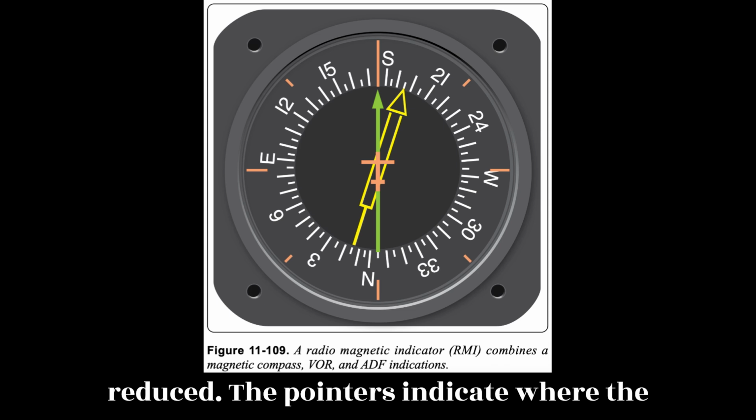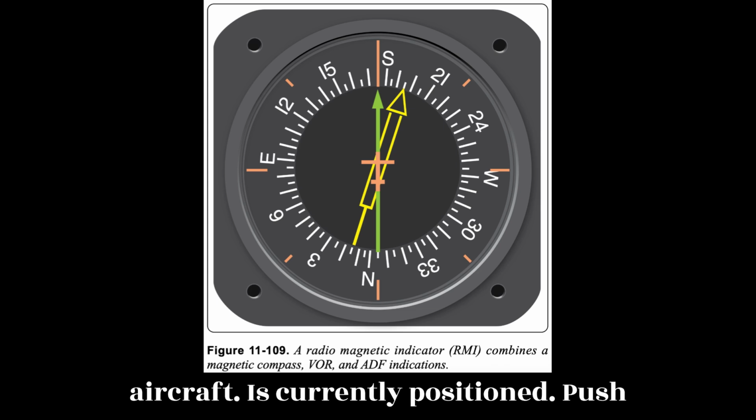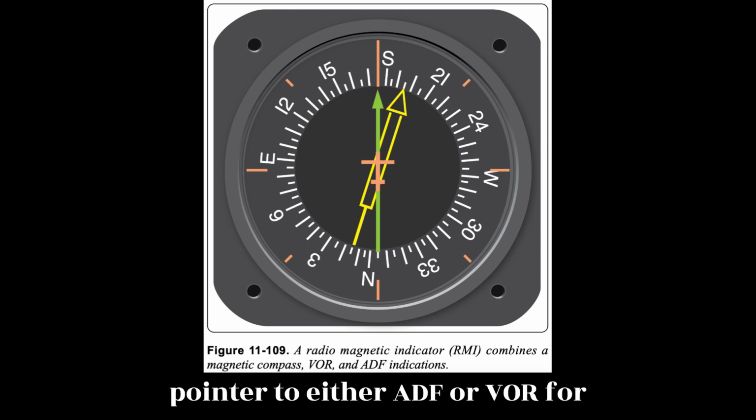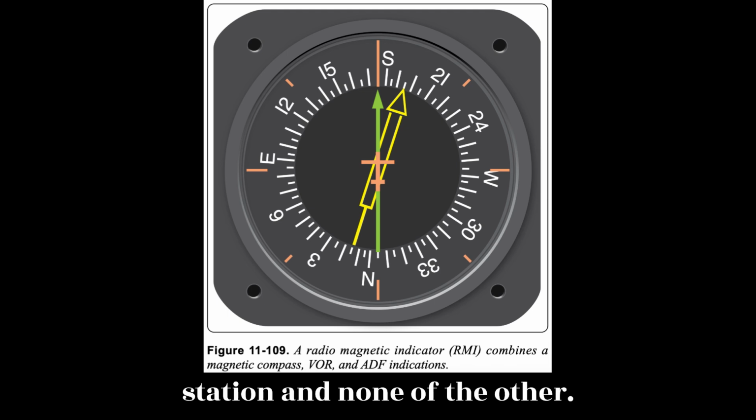The pointers indicate where the VOR and ADF transmission stations are located in relationship to where the aircraft is currently positioned. Push buttons allow conversion of either pointer to either ADF or VOR for navigation involving two of one type of station and none of the other.